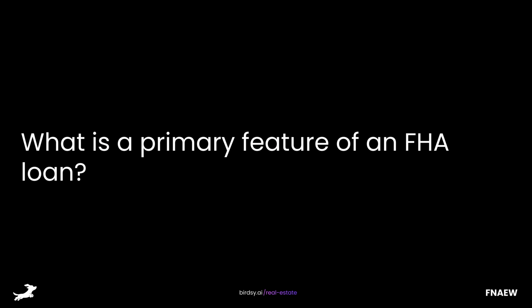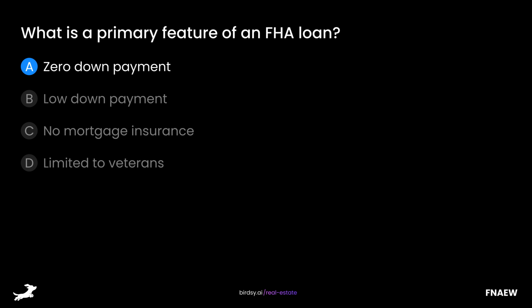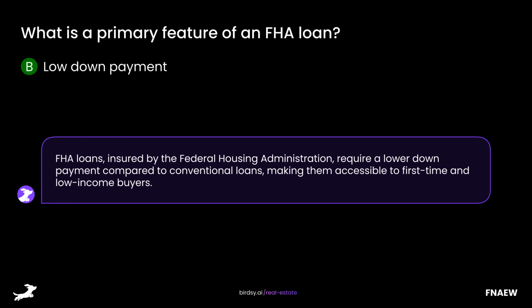What is a primary feature of an FHA loan? Is it A, zero down payment, B, low down payment, C, no mortgage insurance, or D, limited to veterans? The answer is B, low down payment. FHA loans, insured by the Federal Housing Administration, require a lower down payment compared to conventional loans, making them accessible to first-time and low-income buyers.